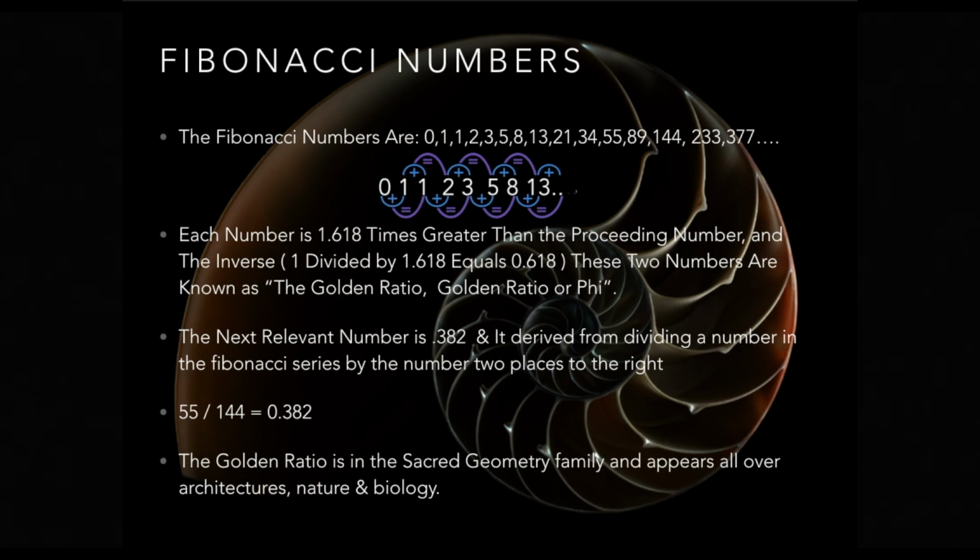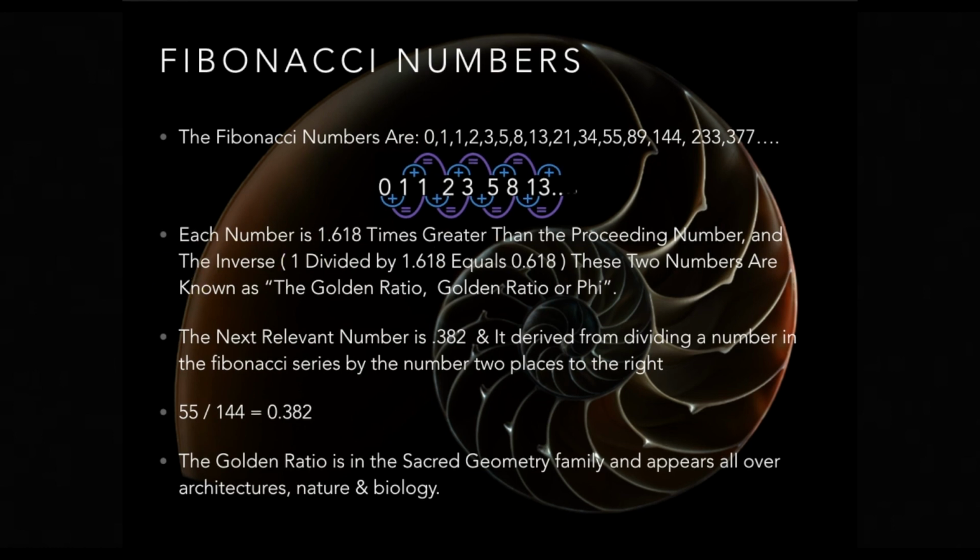Each number is 1.618 times greater than the previous number, and the inverse, which is if you were to divide 1 by 1.618, the answer would be 0.618. Making these numbers the golden ratio, or phi, more commonly used as 0.618.